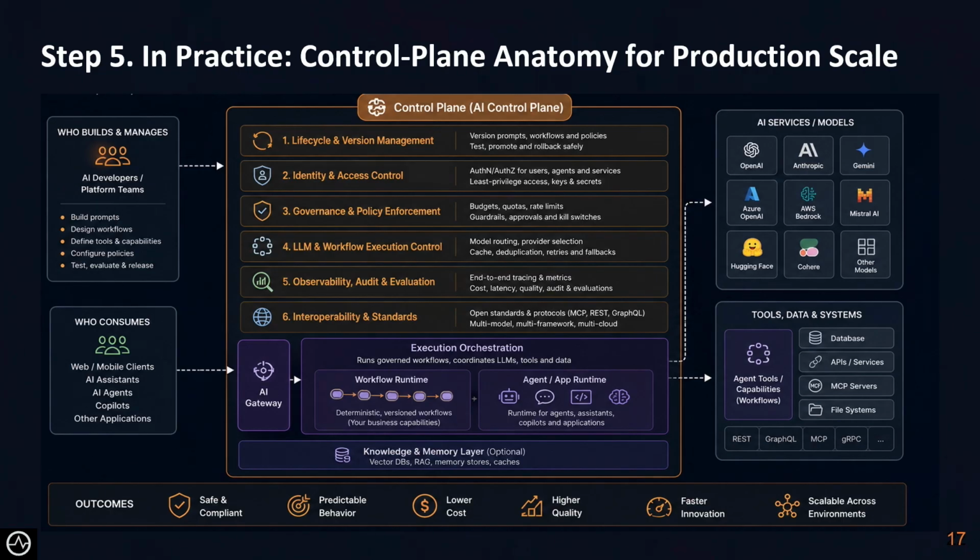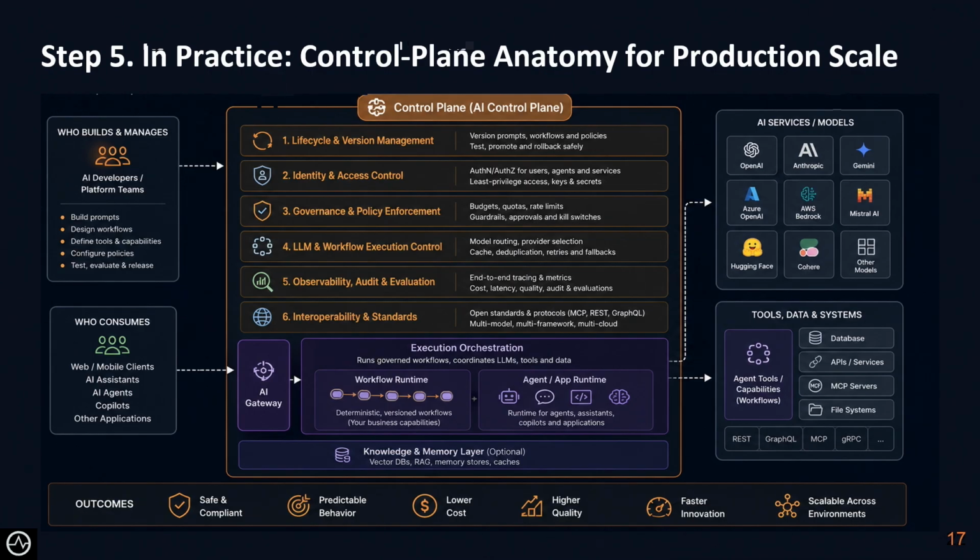So that's the idea. So in this diagram, here is a key distinction. Your business logic stays in your own workflow and runtime, right? The control plane doesn't absorb it. Governance wraps around the execution. The platform governs every request flowing through it without you rewriting what your system actually does. So that is the idea, right?